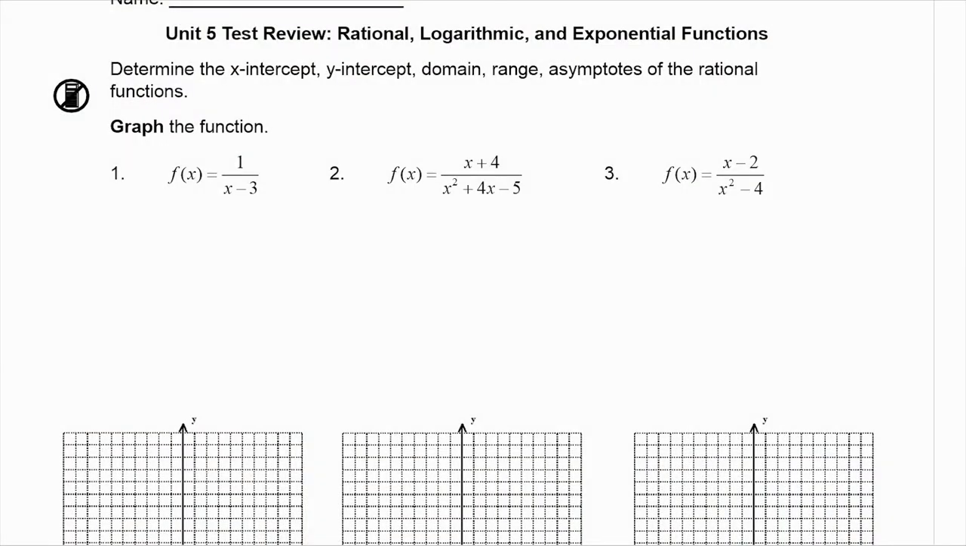Alright, ladies and gentlemen, welcome to Unit 5 test review from Sourcemath: rational, logarithmic, and exponential functions. For the first one, it says determine the x, y, domain, range, and asymptotes for the rational functions.